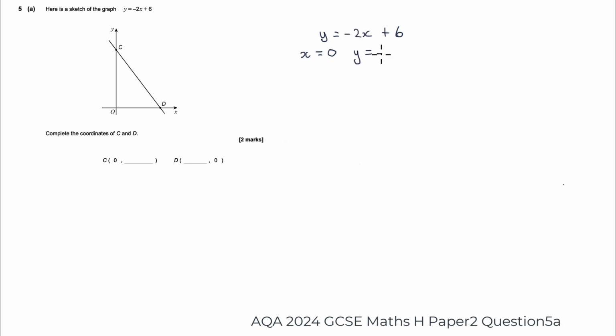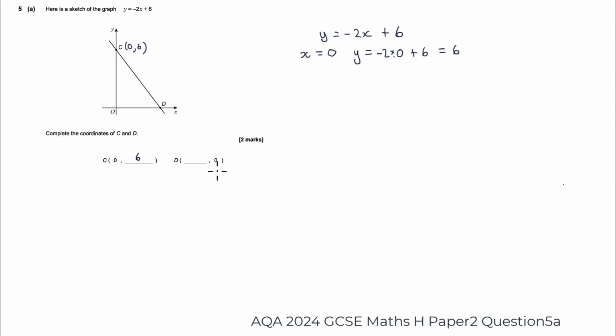Negative 2 times 0 plus 6. Well, negative 2 times 0 is 0. 0 plus 6 is just 6. So 0, 6 will be the coordinates of the point C. That's up here. 0, 6.